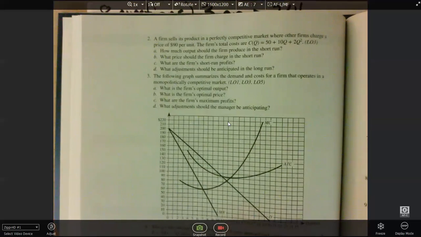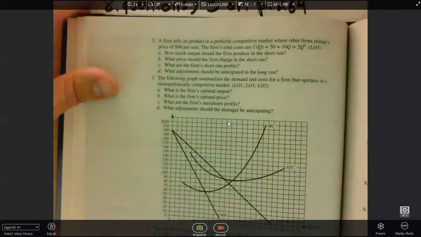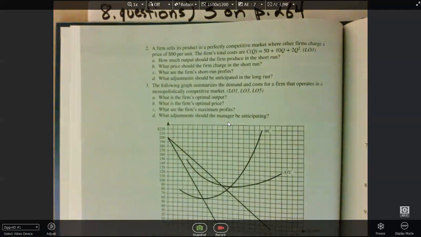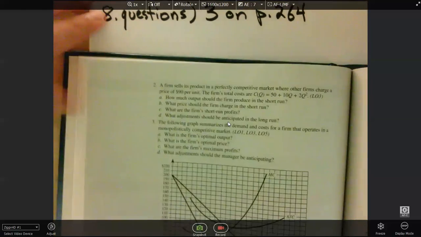So how do we find out the firm's optimal output? Does the profit maximizing or loss minimizing rule, our golden rule in economics, change when we're looking at a monopolistically competitive market as opposed to, say, a monopoly or perfect competitive market? Does it change? Never changes. Always going to be marginal revenue equaling marginal cost, right?